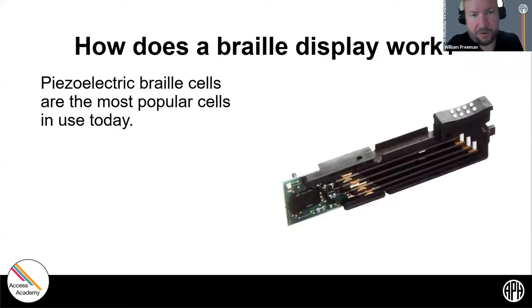So let's talk about how a Braille display works briefly. What I have here is a picture of a piezoelectric Braille cell. These are the most popular cells in use today. And thankfully, through the efforts of APH and other organizations, we've got more Braille cells out there, and we're getting more and better all the time. So this isn't the only Braille cell anymore, but it is the most popular. And I've got a picture of it here, and I'll just describe it.